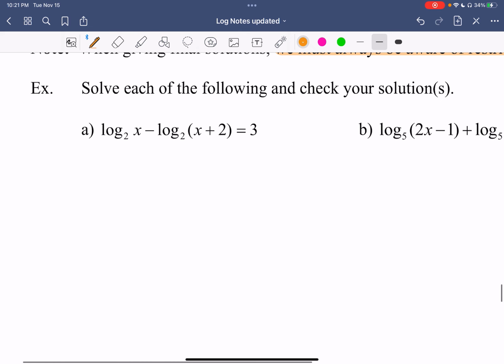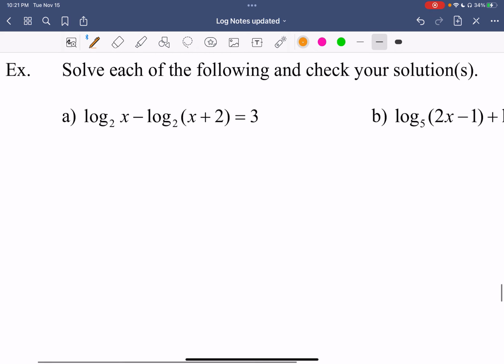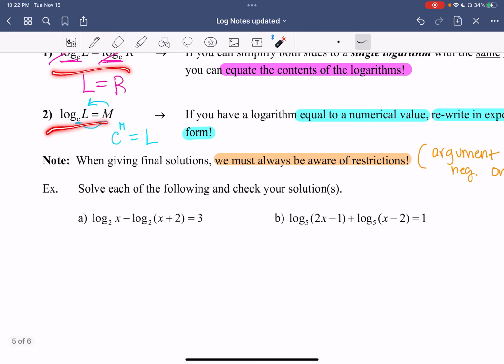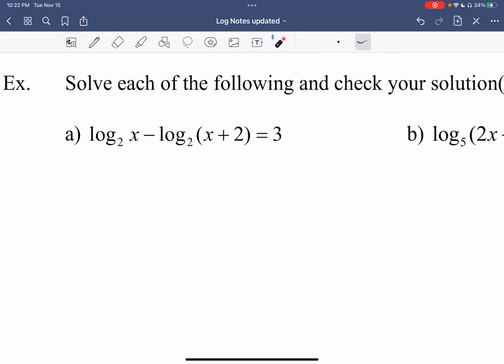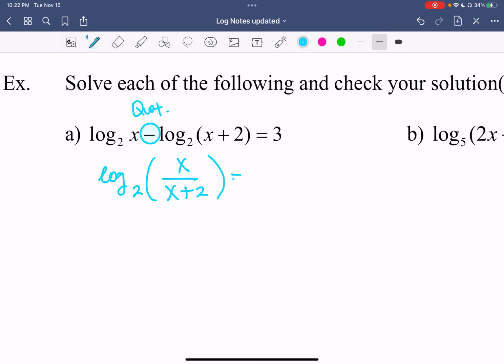Solve each of the following and check your solution. So we have log base 2 of x minus log base 2 of x plus 2 equals 3. So before you apply either case 1 or case 2, you have to condense each side so that there's only one logarithm. On this side of the equal sign, I have two logs, so I need to condense that into one log using the law of logarithms. That minus, we're going to use the quotient law. So I'm going to divide the arguments, x divided by x plus 2 equals 3.